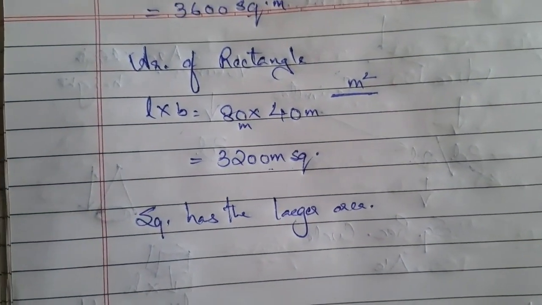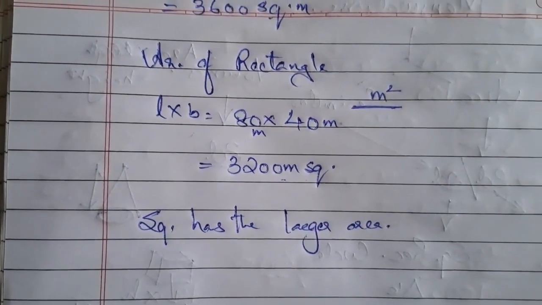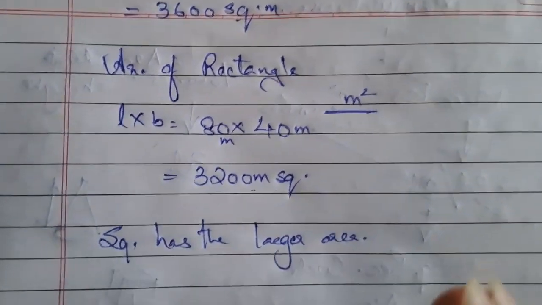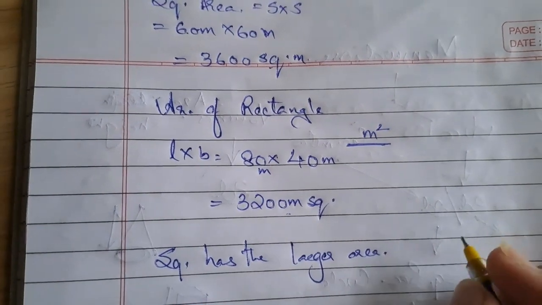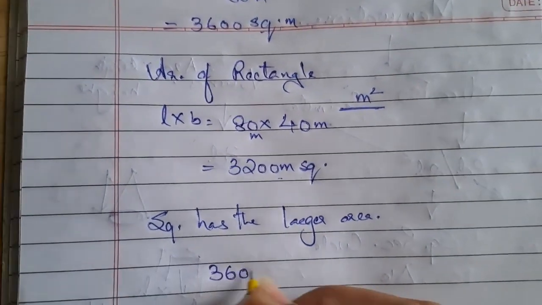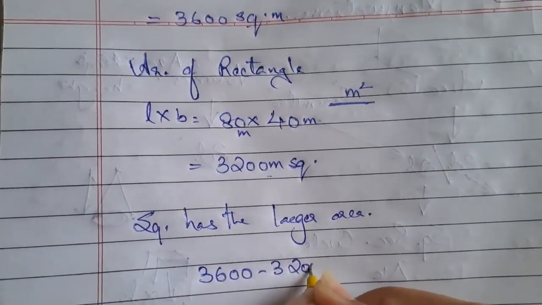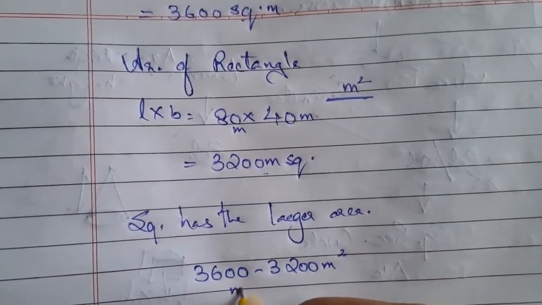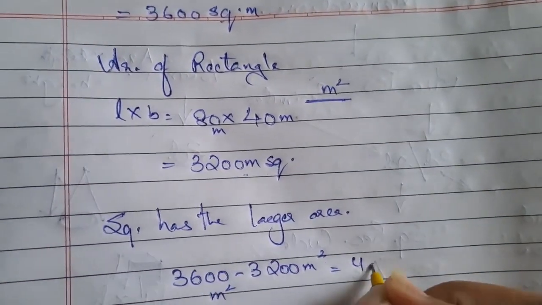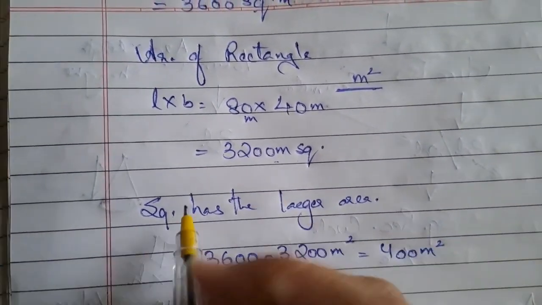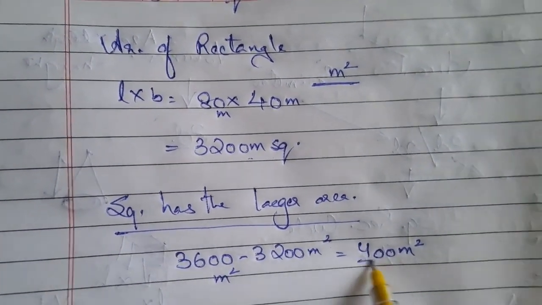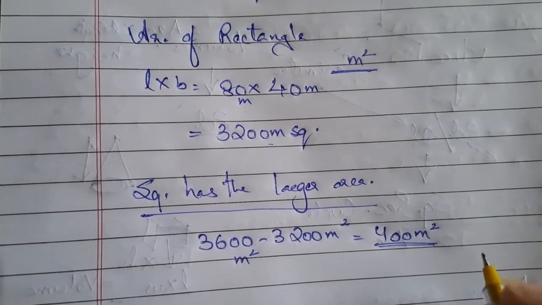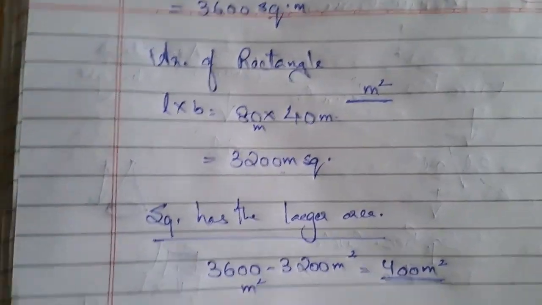Okay. Now, sometimes in examinations they'll ask you by how much the square is bigger than the rectangle. In that scenario, what are you going to do? By how much is it? 3600 minus 3200 meters square is equal to 400 meters square. So the square has a larger area than the rectangle by 400 meters square. That is what you're going to write and finish it off with.